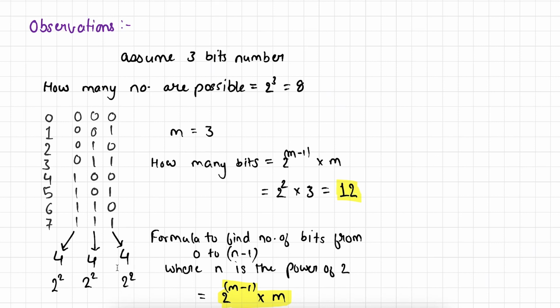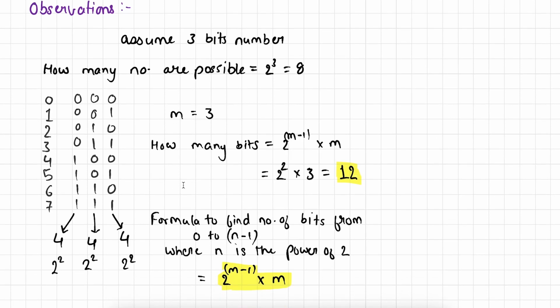How? As we can see, there are 2 to the power 2 bits in the first position, in all the positions. And how many positions are there? There are 3 positions. So can we do 2 to the power 2 into 3? Yes, obviously we can do. So we get 12. And you see that there are exactly 12 bits set from 0 to 7. Let's count: 1, 2, 3, 4, 5, 6, 7, 8, 9, 10, 11, 12.